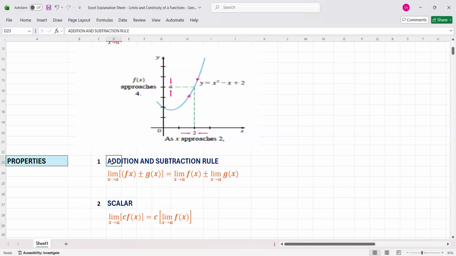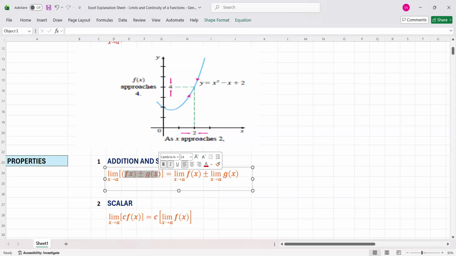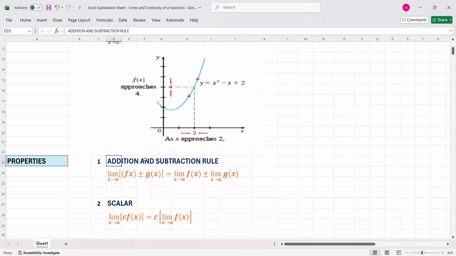So you can be asked a question to find the limit of a function when the functions are two. Let's say f of x and g of x. They can ask you what's the limit as x approaches a value of f of x plus g of x. So the properties of limits allow us to separate them. We can find the limit as x approaches a of f of x plus or minus the limit as x approaches a of g of x. So instead of adding the functions first before finding the limits, we can find the limits of the individual functions and then add them. So that is the addition and subtraction rule. Limits allow us to do that.